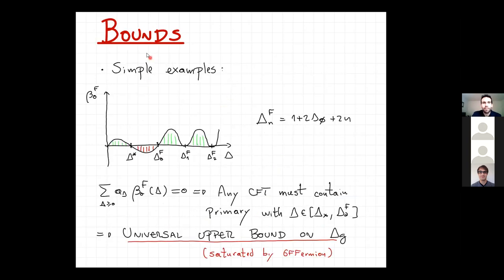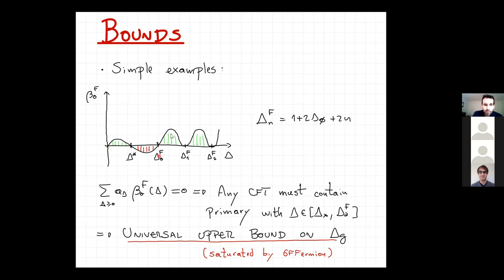Okay, so let us study these bounds in some simple cases. Let us look, for instance, at the beta zero F function. This is the fermionic functional. If you plot it, it looks a bit like this. It depends on delta phi, but roughly it looks like this. The scaling dimensions for the GFF, the generalized free fermion, take this form. And the duality conditions on this functional tell you that it should have a first order zero at delta zero F, and then it has to have double zeros at all the other ones.